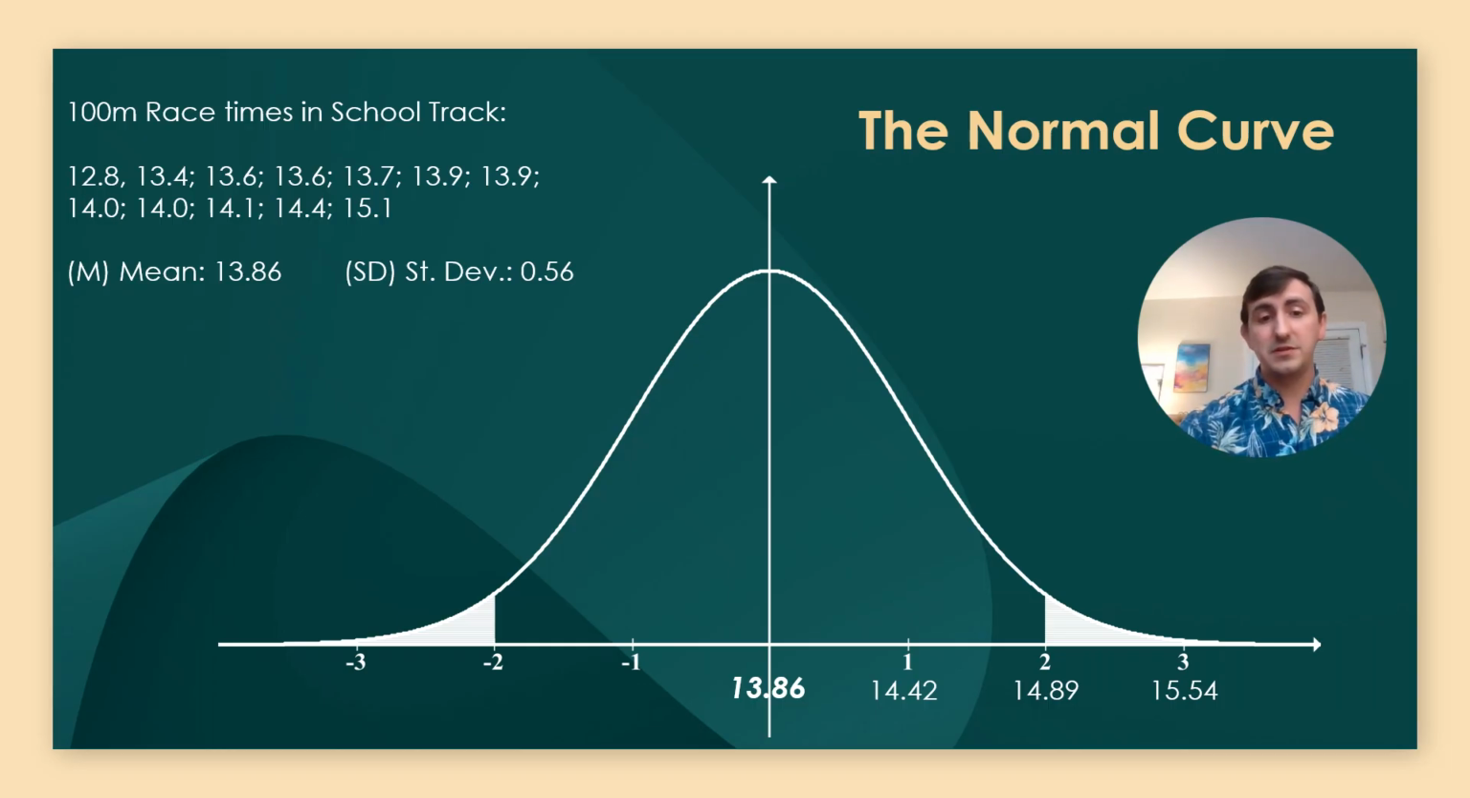13.86 again is our average, but minus 0.56 is 13.3. Minus 0.56 again gives us this number, 12.74. And for the last standard deviation in the negative direction, we have 12.18. Again, if you look at our data set, nobody ran that fast. Our fastest number is 12.8. That's actually not even 3 standard deviations away from the mean. It's right here close to the second standard deviation away from the mean.